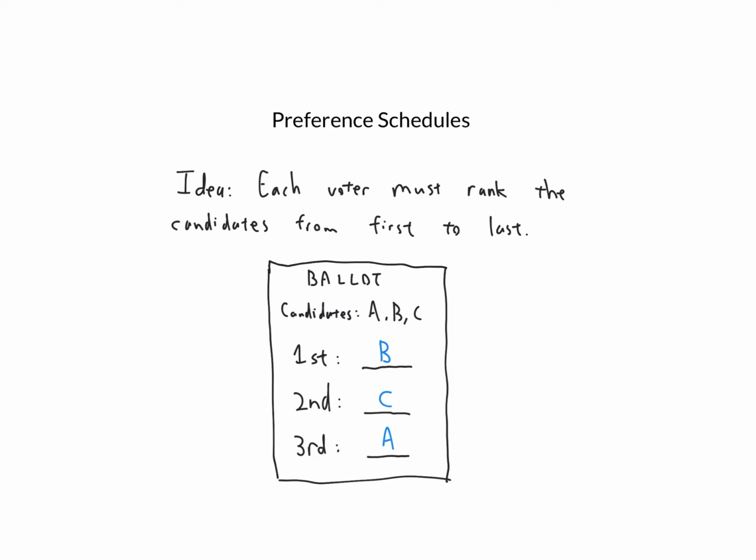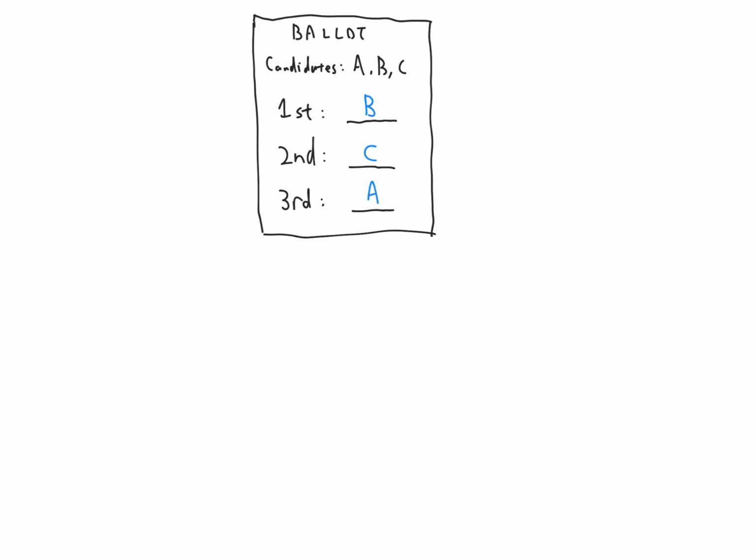This is also how votes for the Associated Press football and basketball rankings work, and votes for the Academy Awards and others. Okay, so that's what a preference ballot looks like, but a preference schedule lists how many people had each possible ordering of the candidates.